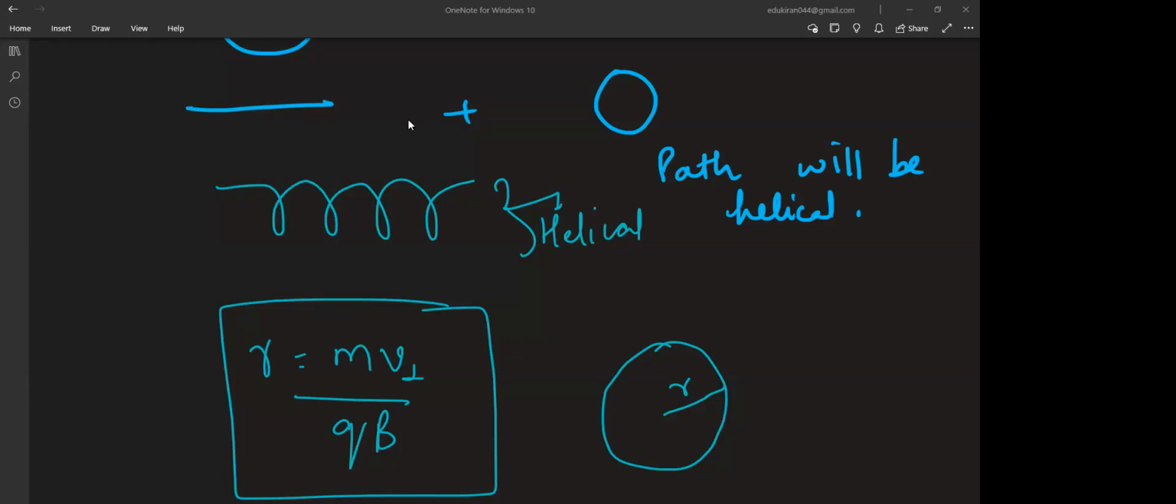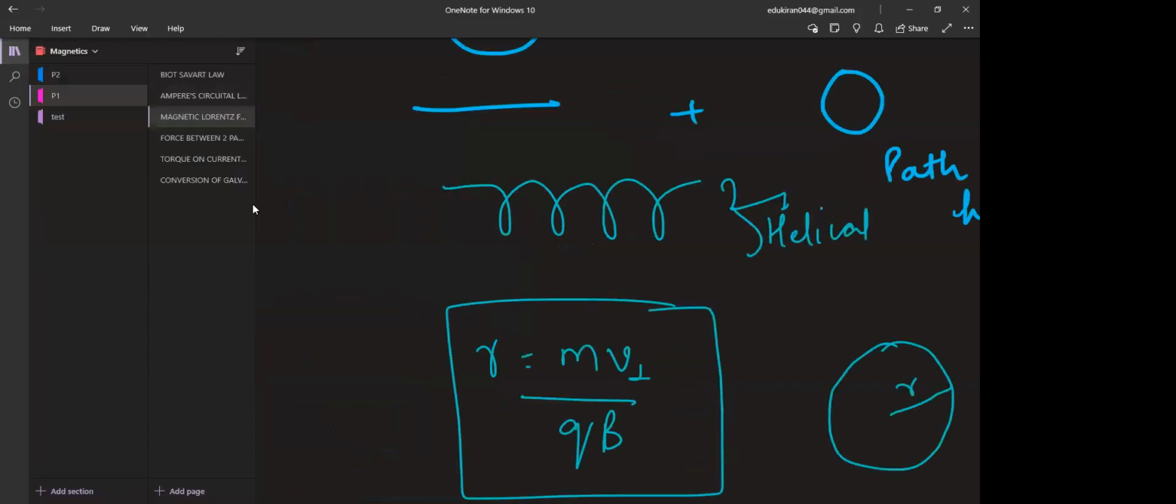Fine then. Very few minutes are left, so I don't think so. The rest of the Lorentz force part will be completed by next week. We'll try to finish off this lesson because all these portions are very small. The lengthiest was magnetic Lorentz force and Ampere circuital law. So these aren't very lengthy. We should be able to complete them by next week.